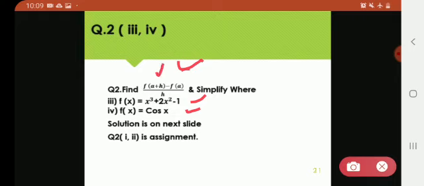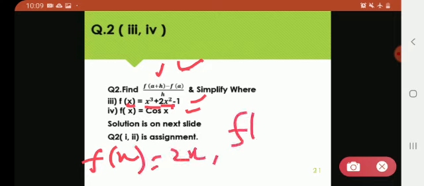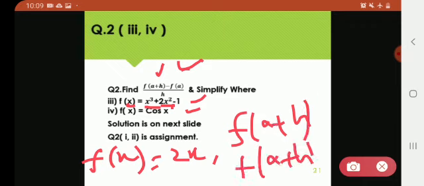What does f of a plus h mean? It means that in f of x, this x would be replaced with a plus h. For example, if you have f of x as 2x, and you have to find f of a plus h, then this x would be replaced with a plus h. It would become 2 of a plus h, right?